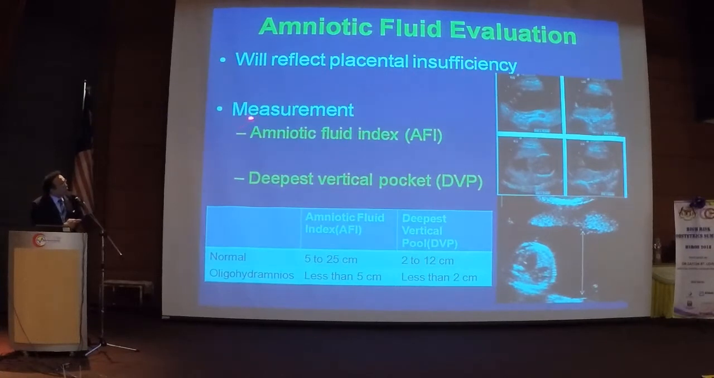We do the measurement. We can either use amniotic fluid index or deepest vertical pool. When you do amniotic fluid index, you measure the 4 pools, and if it's oligohydramnios, it's less than 5. Always remember, oligohydramnios is less than 5. Or you can do a deepest vertical pool. If you have difficulty getting the 4 quadrants, you do 1 quadrant and you measure. If it's less than 2 cm, that also tells you this is oligohydramnios.